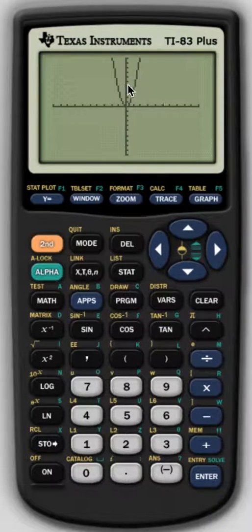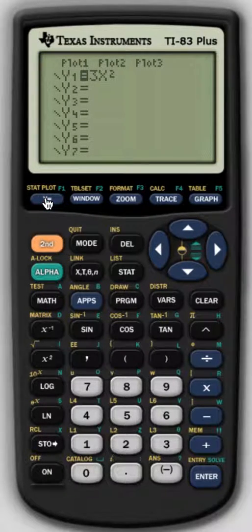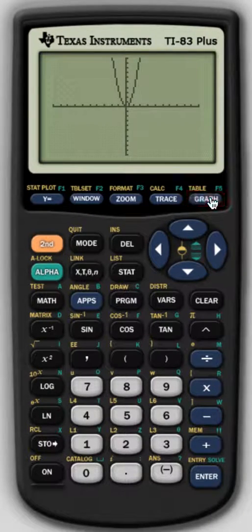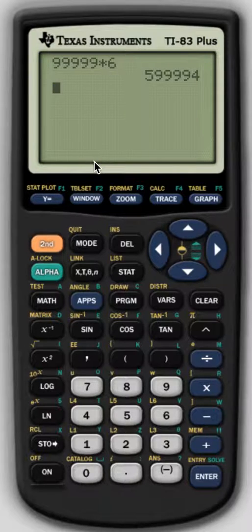To get out of this screen right here, obviously y equals takes me back to this, but you can always go to second and then quit, and that takes you back to the home screen. Second, quit. If I'd had anything there like 999 times 6, and I went in, I did some graphing things, as soon as I go second quit, it takes me right back to the information that I had. And that's our introduction to the calculators that we will be using in class.